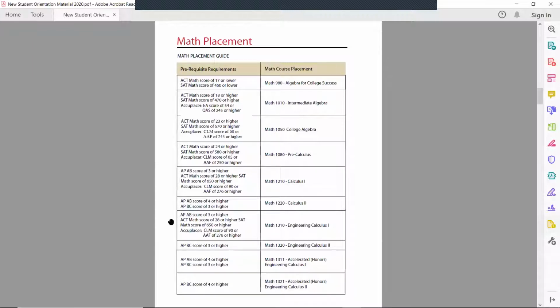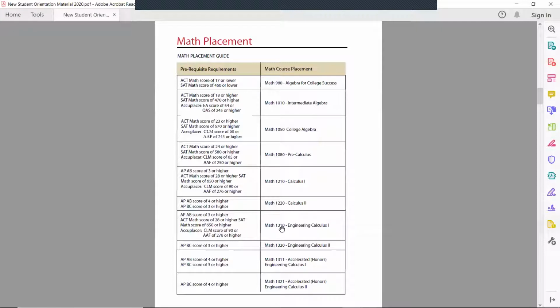Now, one of the things to keep in mind is you don't have to fulfill everything in a particular cell. As an example, this cell here says you have to have a 3 or higher on your AP AB score, a 28 or higher on your ACT math score, or an SAT score 650 or higher. It's an or between each of these. You just have to get one of these done. If all the other ones are below that level, but one is above the level, you actually meet the criteria and you're ready to do Math 1310. So go ahead and go down that path.